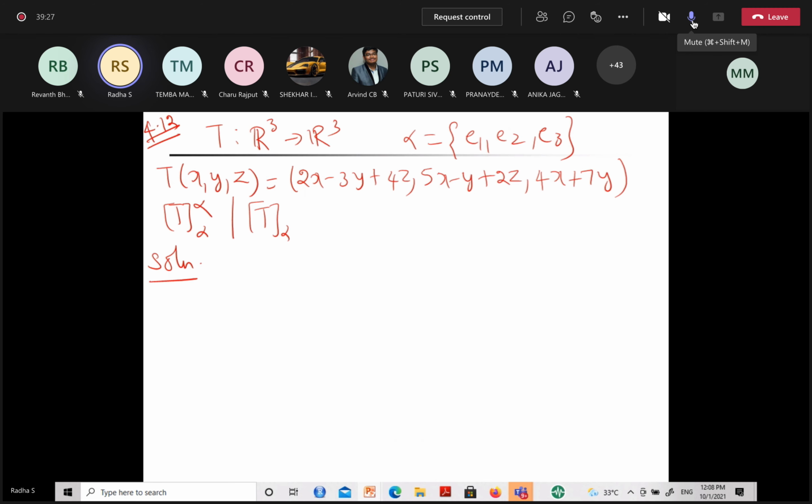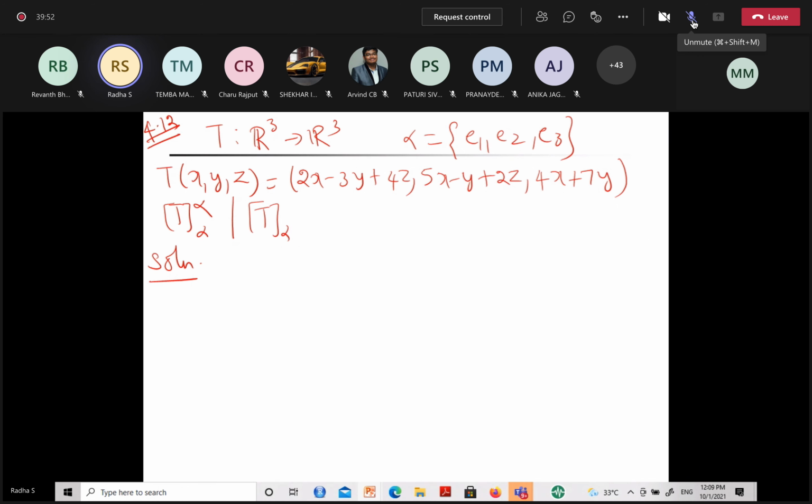The way the order has changed now. Alpha is E1, E2, E3. Very important: in alpha, the basis will be considered this way: E1, E2, E3. Unless otherwise specified, we always take E1 first, E2 second, E3 third. But in beta, they made a change. They have changed the order: E3, E2, E1. That's why we call the basis an ordered basis, right?